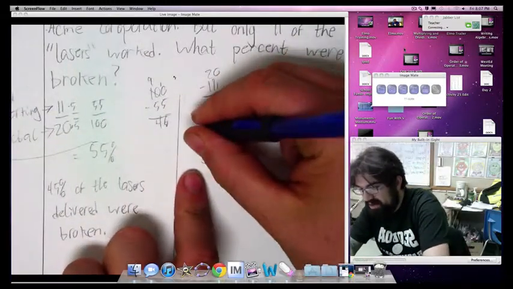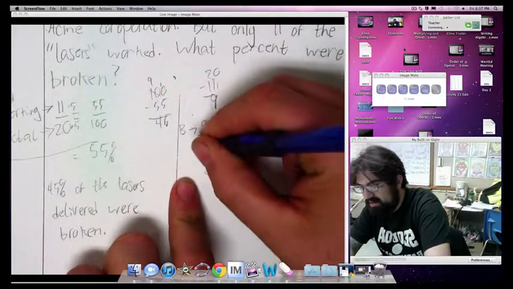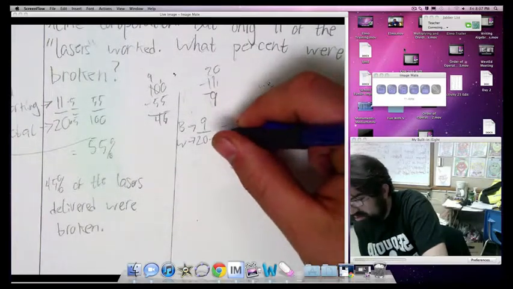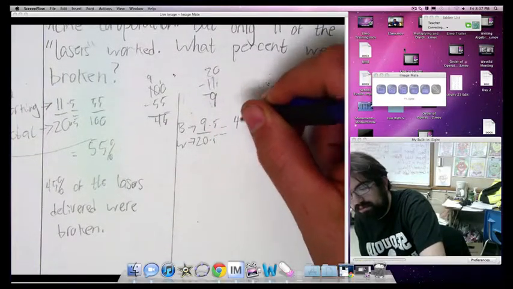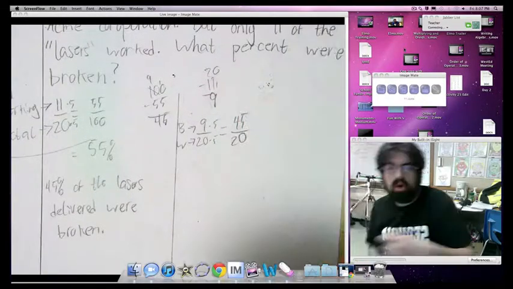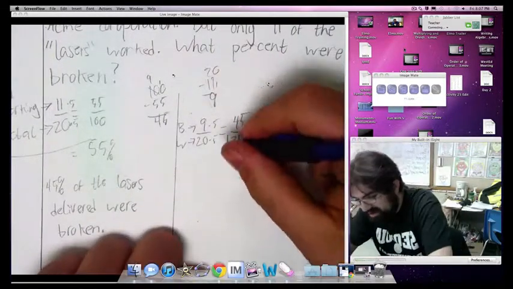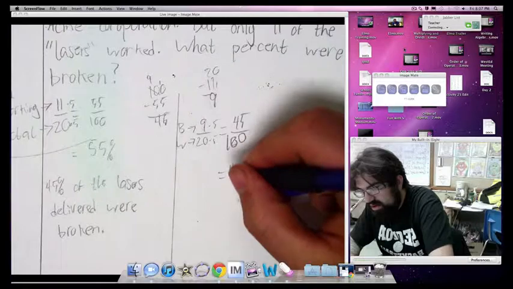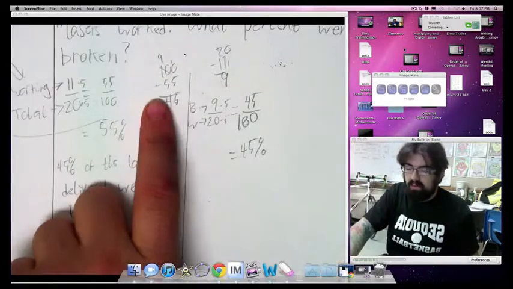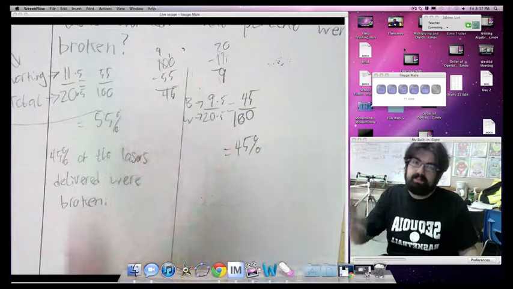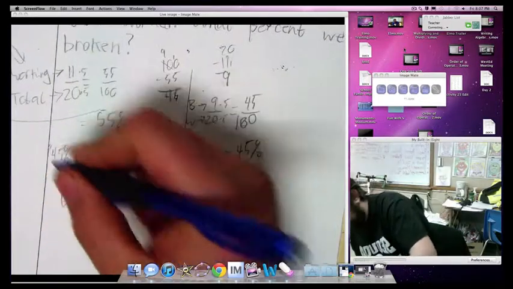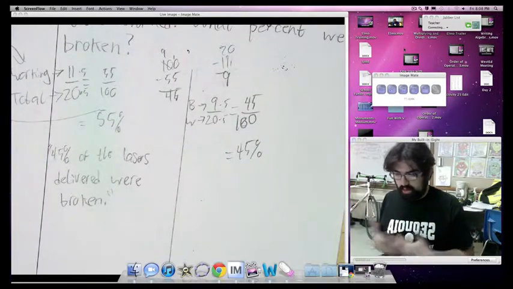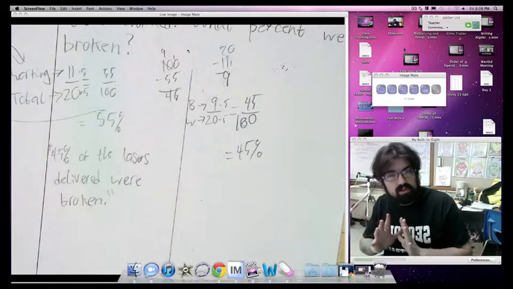So I would take the 9 broken divided by the 20 total. Again, I'm going to notice, hey, I can times this by 5, times that by 5. 45 over 100. That's 45%. And look, I subtracted in both of these problems, and I ended up doing this both ways. But I still got the answer that 45% of the lasers delivered were broken. So, two slightly different ways of doing that problem.